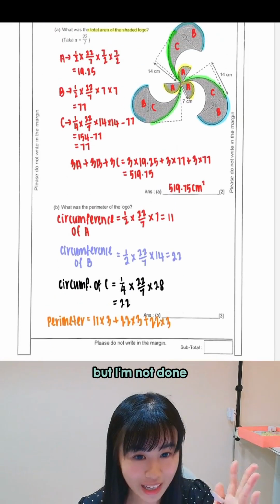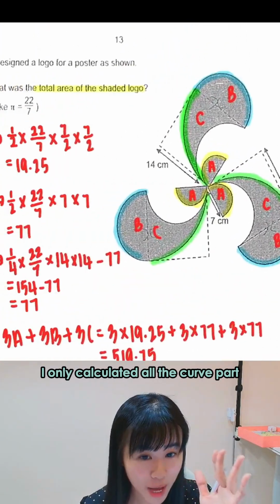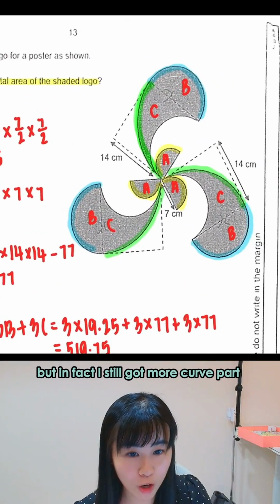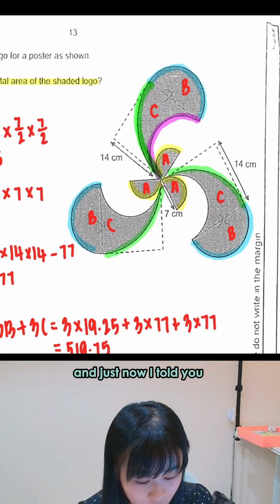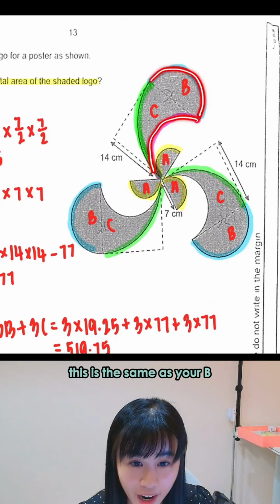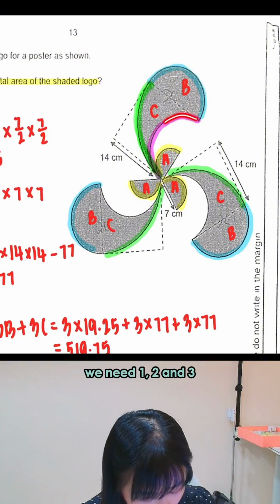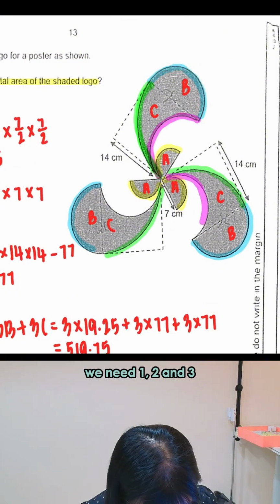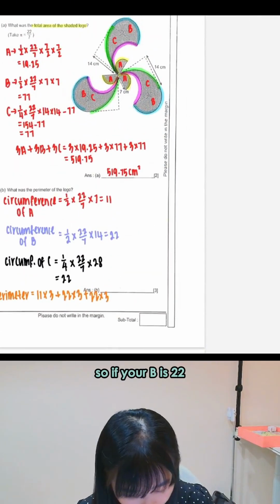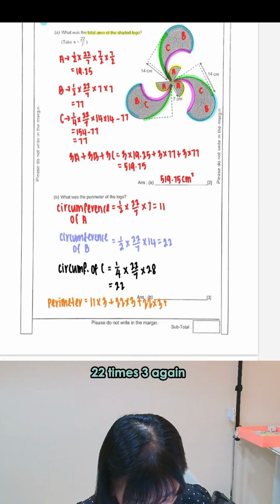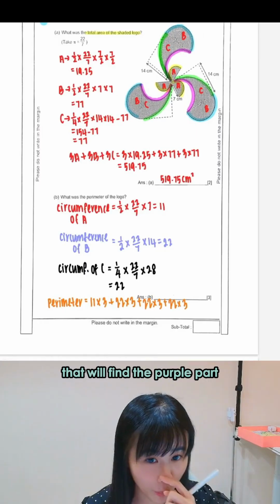But I'm not done. Now I only calculated all the curved part. In fact I still have more curved part I haven't found. Isn't there another curved part I haven't found out here? And just now I told you this is the same as your B, right? So how many of that do we need? We need 1, 2, and 3. So we need 3 more B's again. So if your B is 22, then 22 times 3 again will find the purple part.